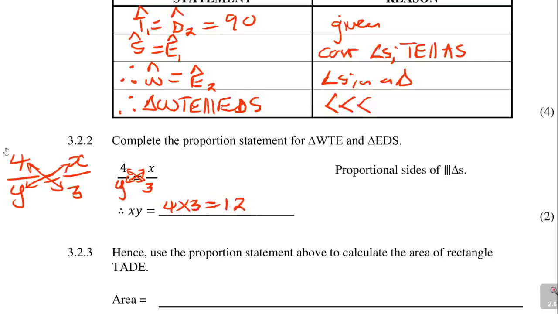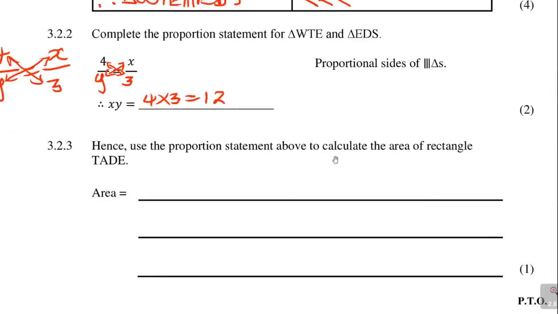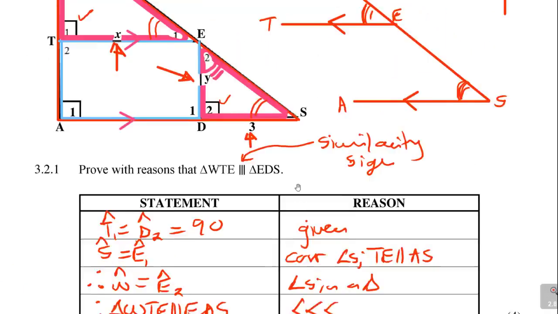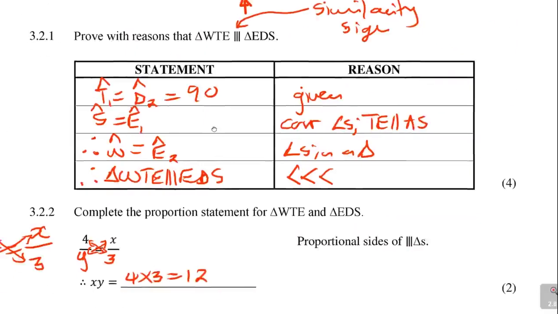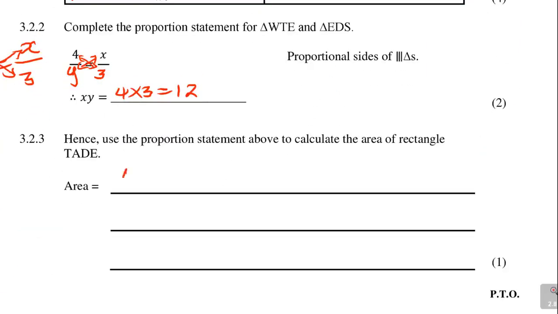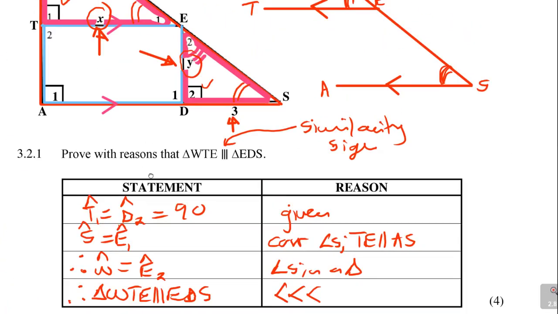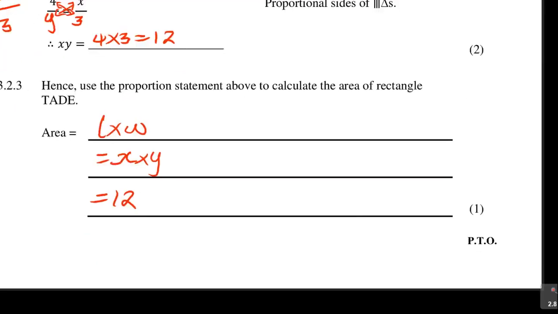Are you with me? And then from there it says, hence use the proportion statement above to calculate the area of the triangle TADE. 1 mark. What's the area of the triangle? X times y. Remember, length times width. So you can write here area of triangle. Area is equal to length times breadth, which is equal to x times y. Now, what is x times y? Which is equal to 12. Alright, so that is the area of the triangle. You just leave it like that. That's why it was just 1 mark.